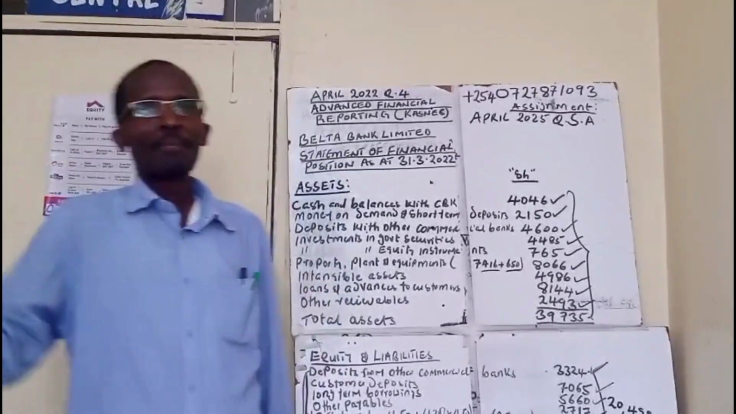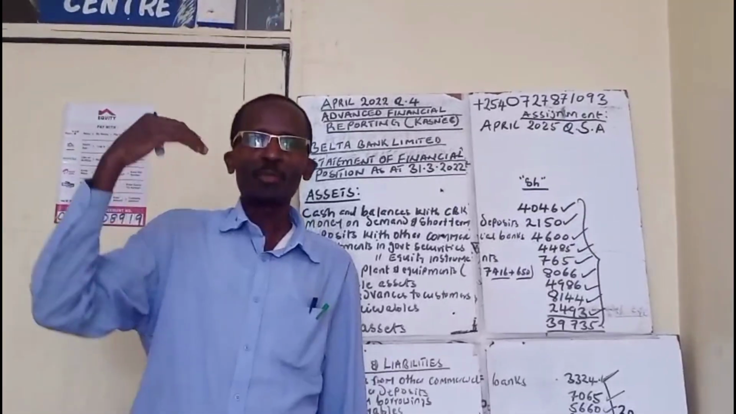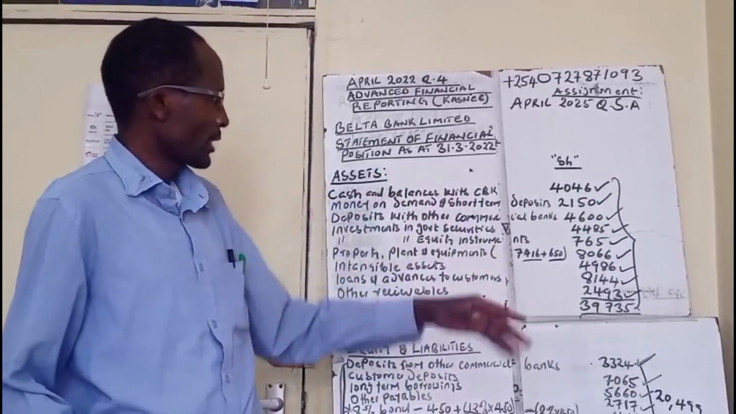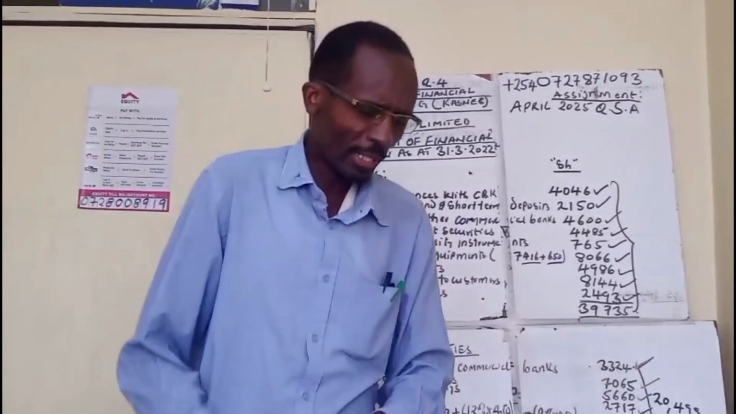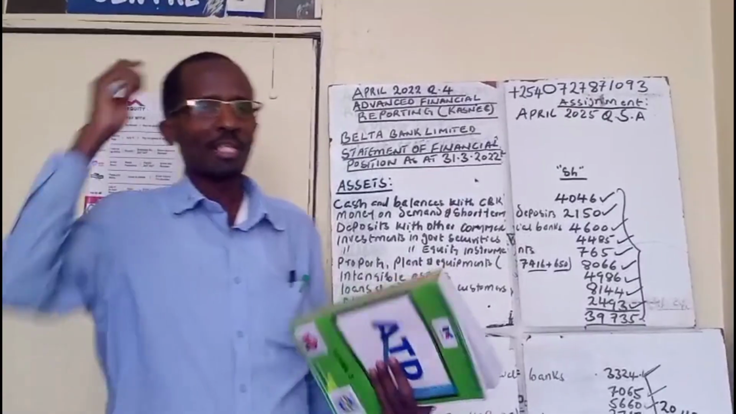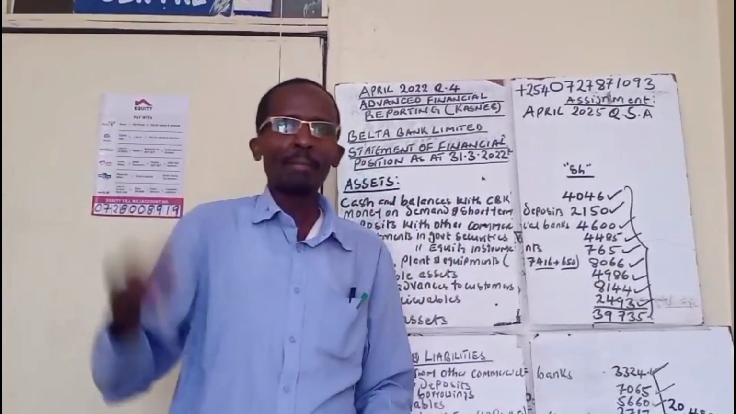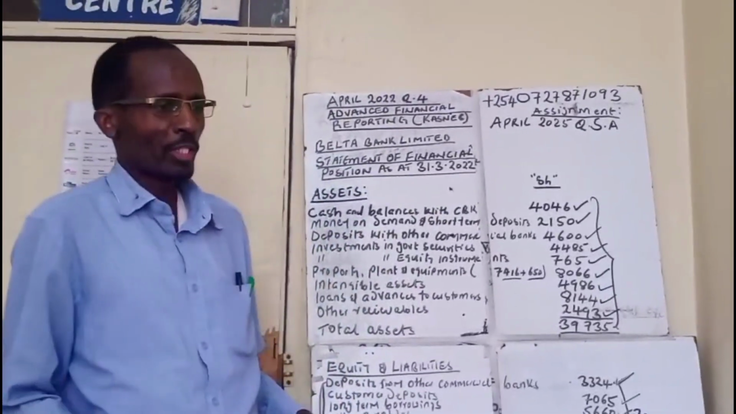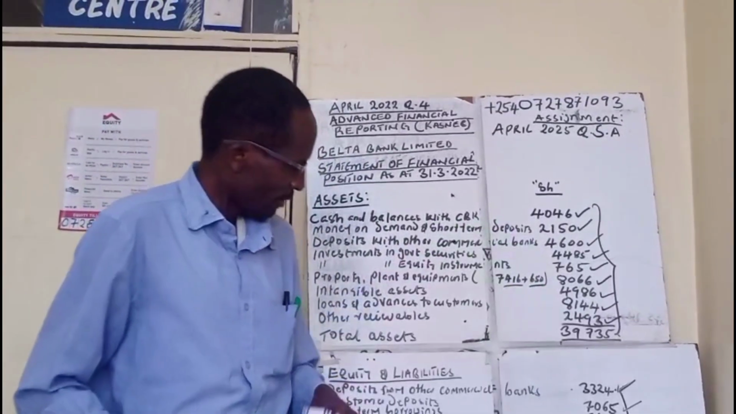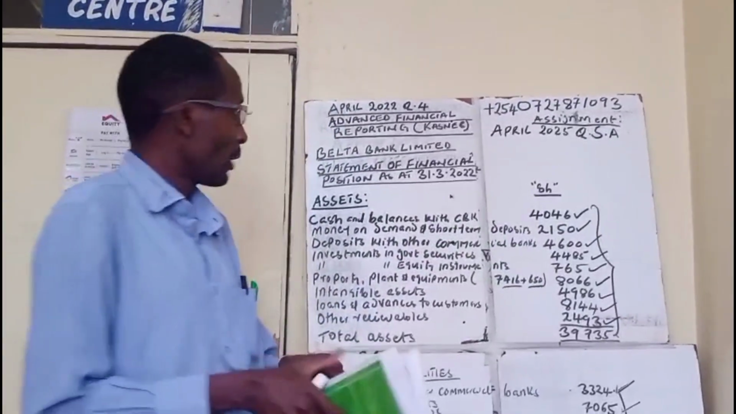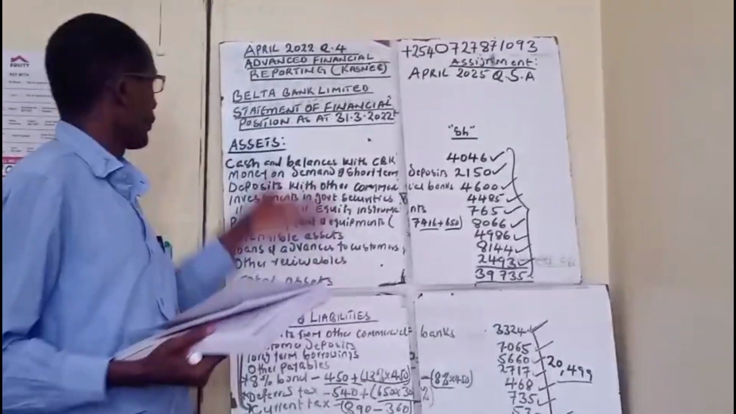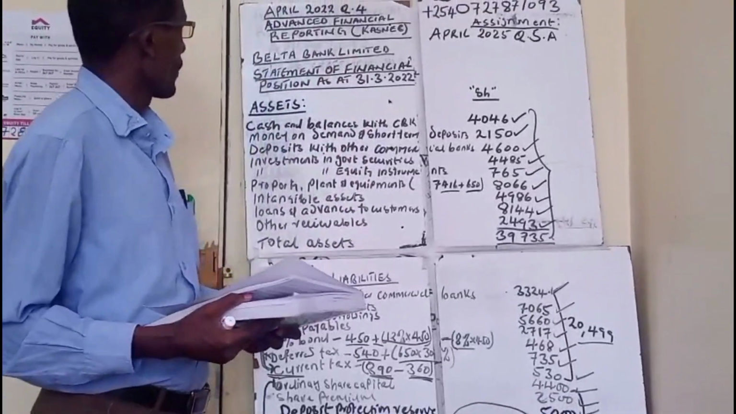Now these ones are very simple, very straightforward, because you just need to understand which are the assets of the bank. So with the preparation of the statement of financial position for banks, you just need to understand assets, liabilities, and then equity. As simple as that. So I think we have done that particular question. It is for advanced financial reporting, and that was question number 4.